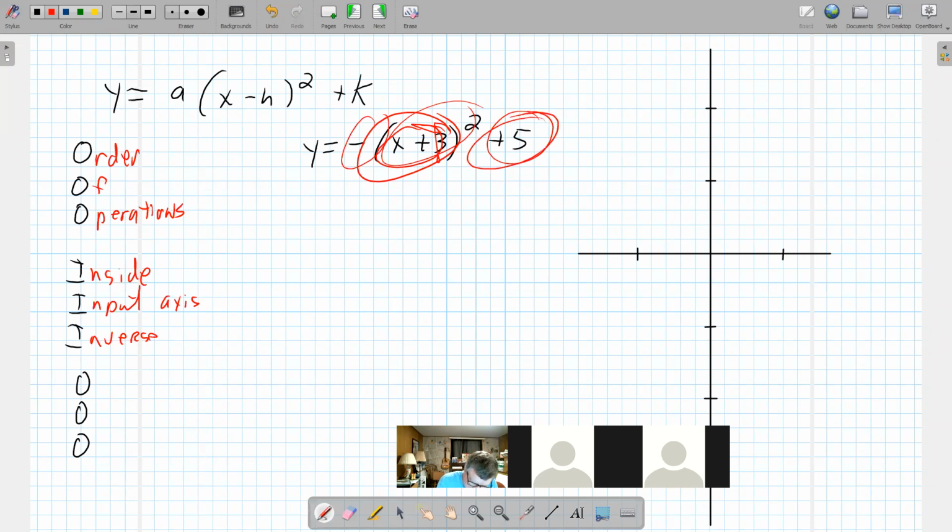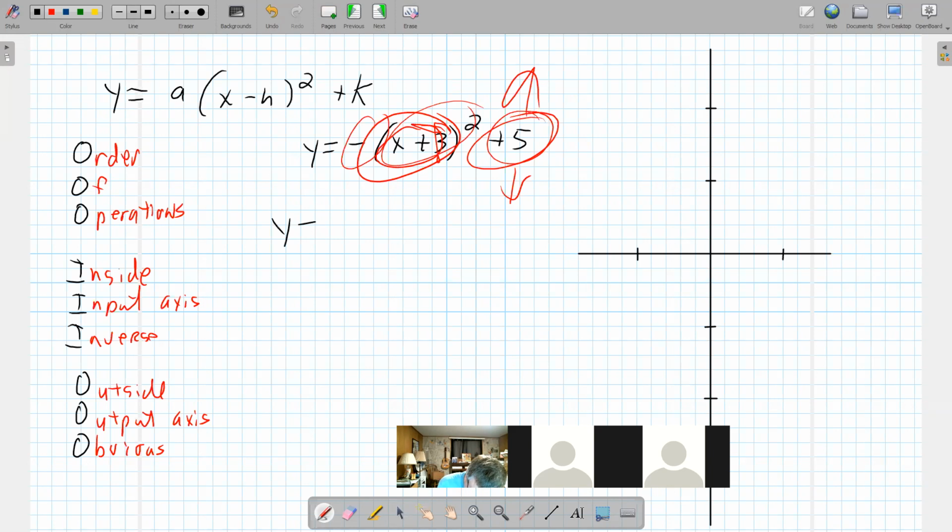Now, what about this, which is outside? Outside, that moved it along the output axis, that is y, and it did what was obvious. Okay, so that's my summary of the whole thing that's going on here. So let's look at what that's going to do.